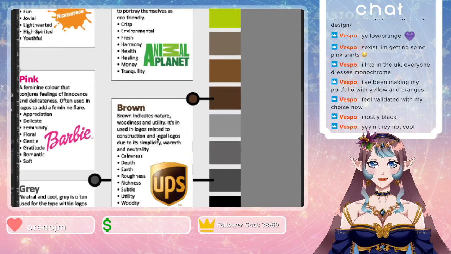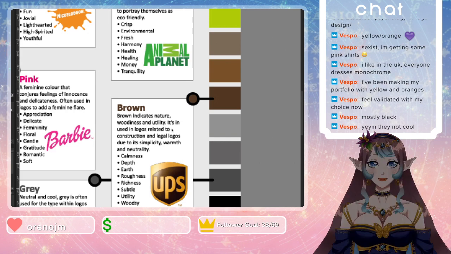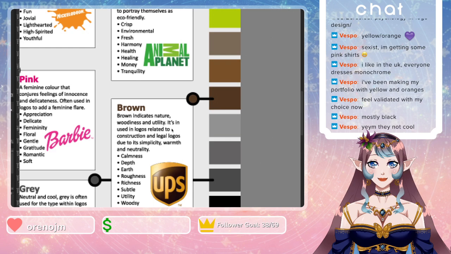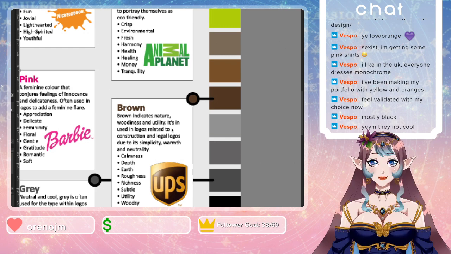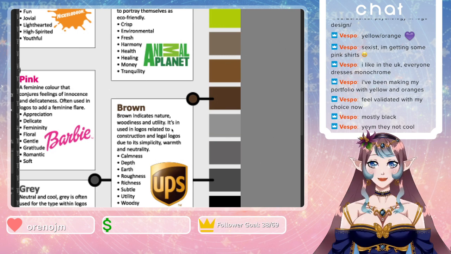Brown indicates nature, woodiness, and utility. It's used in logos for construction and legal companies due to its simplicity, warmth, and neutrality. So it's a neutral color, like UPS. So legal logos too are brown. I like that kind of stuff.